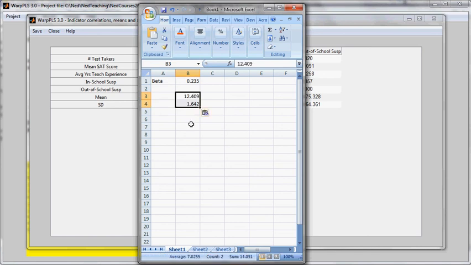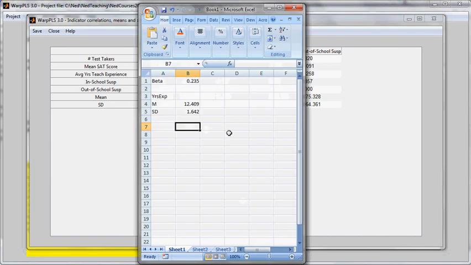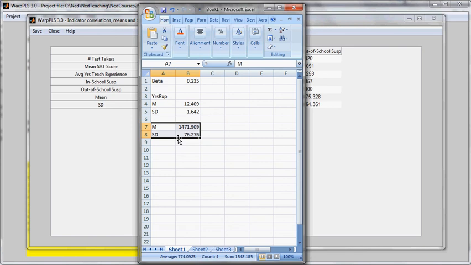I'll paste them here. So this is the mean, this is standard deviation, and this is for years of experience. And for SAT scores, I also have the mean and standard deviation here, which I'm going to copy into the spreadsheet. So I have mean and standard deviation. And this is for SAT scores.